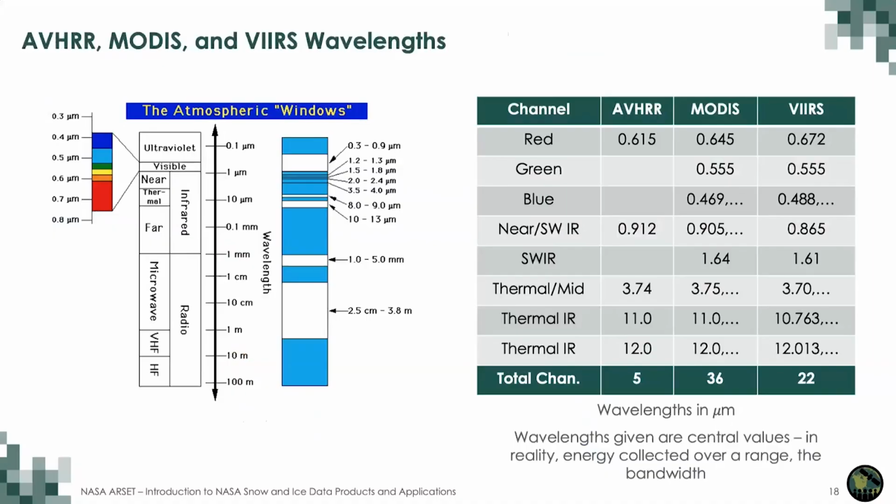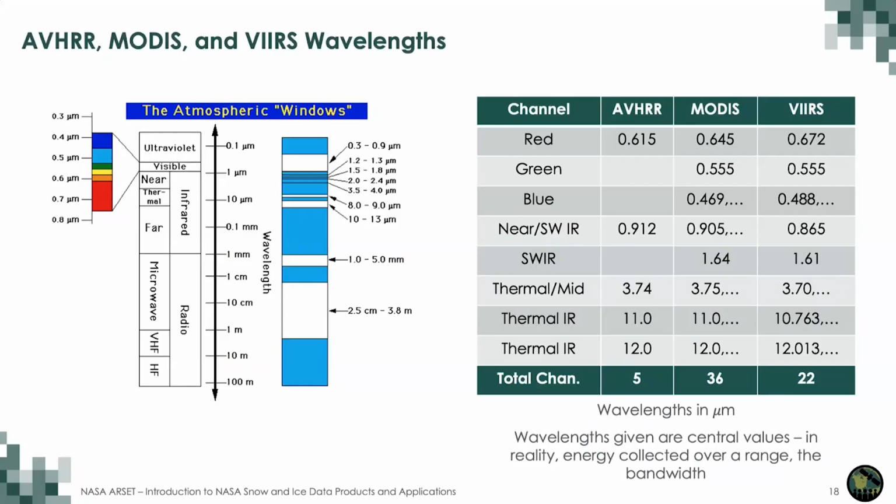I'll show you here the different channels that we have for AVHRR, MODIS, and VIIRS. AVHRR is only 5 channels, and so it's pretty limited in terms of what you could do, although potentially you can get snow cover from it, but really the main snow products from these multispectral sensors come from MODIS and VIIRS. MODIS has 36 channels, spanning from the red in the visible all the way out to thermal IR. VIIRS essentially covers those same channels with slightly different frequencies and wavelengths that collect data.